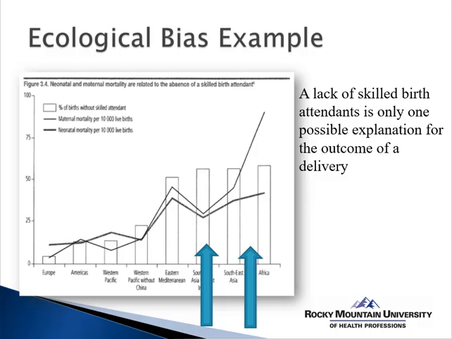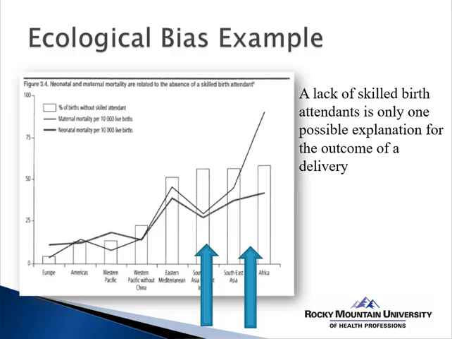We're seeing neonatal and maternal mortality when there is the absence of a skilled birth attendant. The lines represent maternal and neonatal mortality rates, and then the boxes represent the percentage of births without a skilled attendant. So you see that there are some Asian countries and African countries that don't have skilled attendants available.